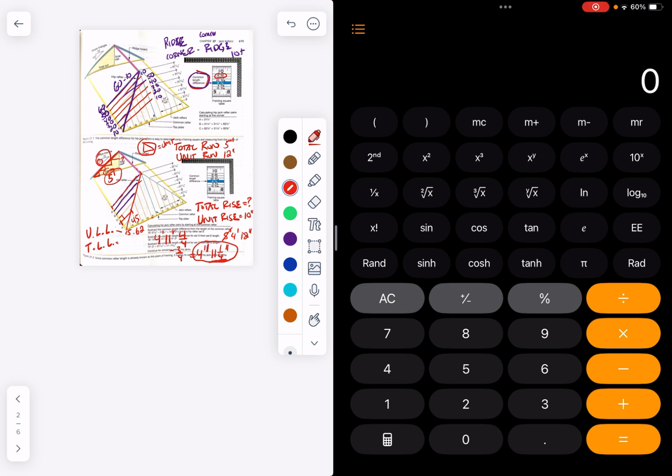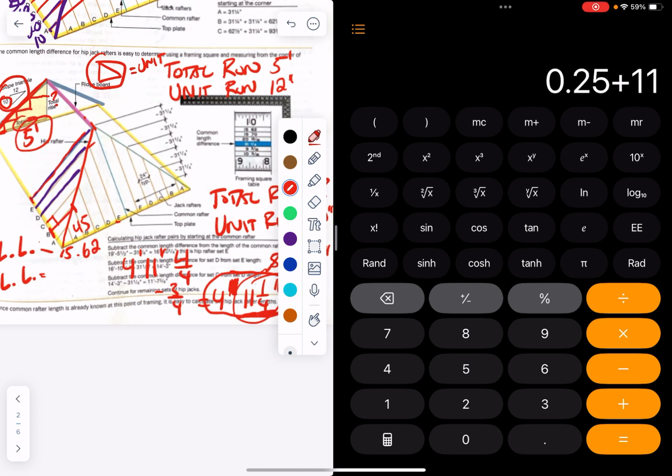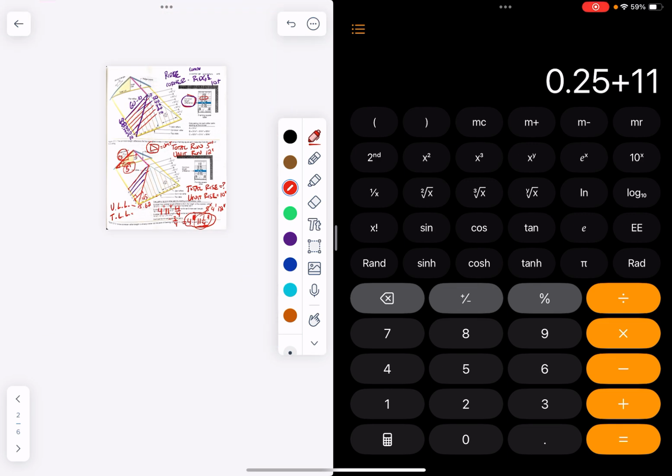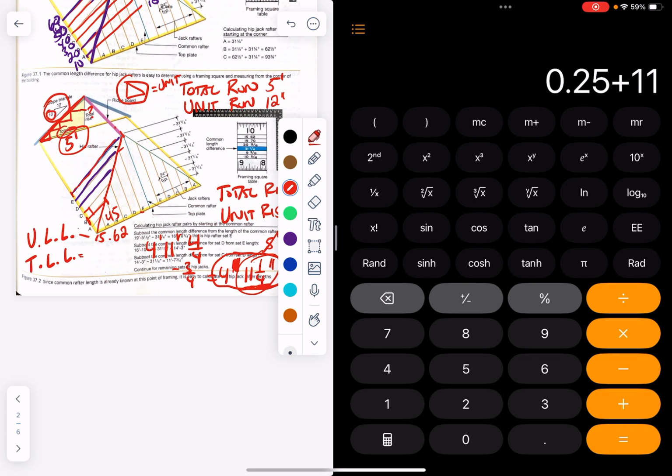So that's a foot. So we say 1 divided by 4 gives us our decimal equivalent for 1/4. So 0.25 is the same as 1/4. Then we're going to add our inches, which is plus 11 inches, which is right there. So plus 11. Now, we have 11.25 inches.